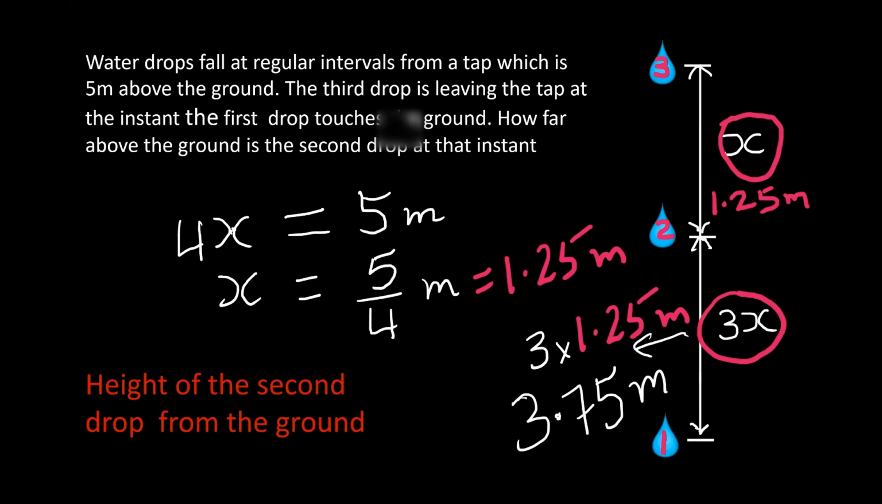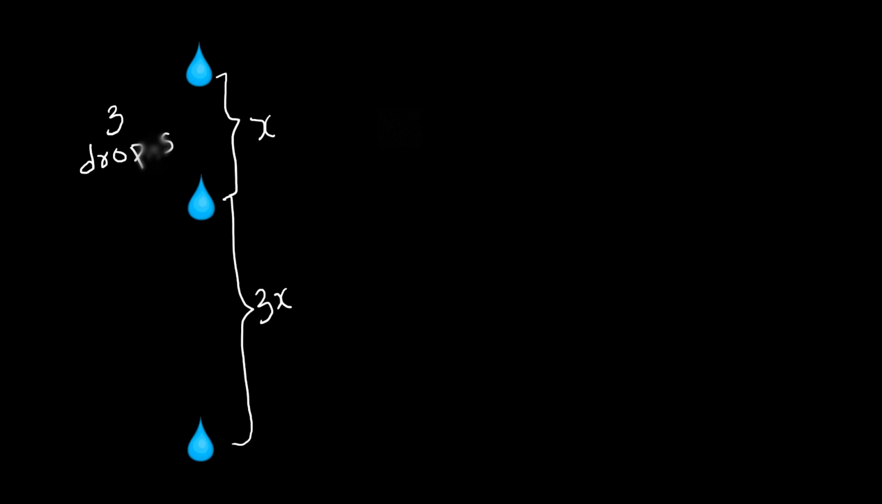Every time the problem may not be simple like this. So let us extend and simplify the problem, and see how to solve it stepwise. Again, I'm considering the 3-drop problem first. The first drop is now touching the ground, the second drop is in the air, and the third drop is ready to leave the tap. The distance between the third drop and second drop is x, the distance between second and first is 3x, and as we just saw, the total distance is 4x.